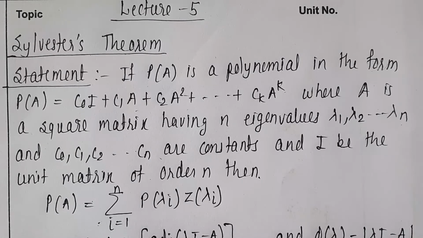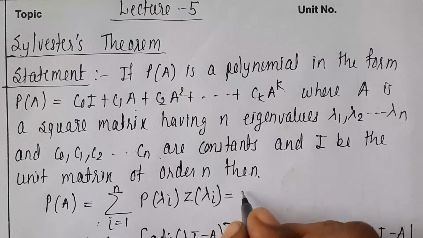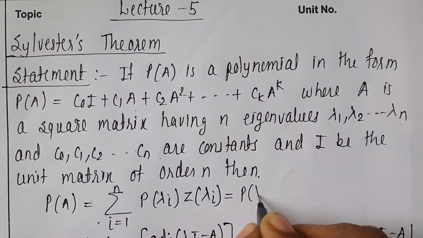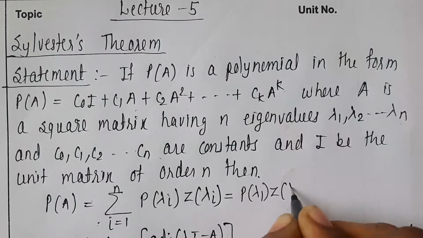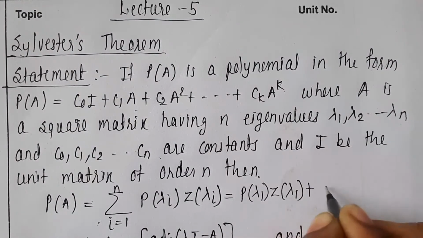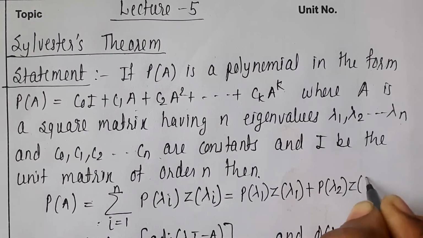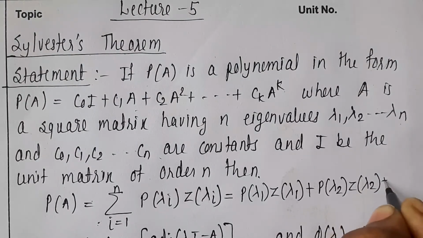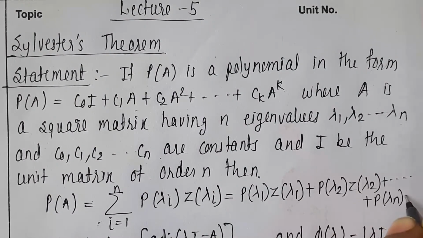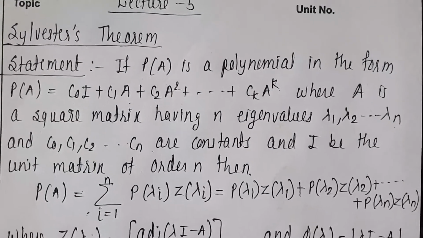this is the actual statement, P of A is equal to the sum over i equals 1 to n of P of lambda i into Z of lambda i. Means if we substitute i equals 1, we will get P of lambda 1 into Z of lambda 1, plus P of lambda 2 into Z of lambda 2, plus and so on up to P of lambda n into Z of lambda n. So this is the Sylvester theorem.